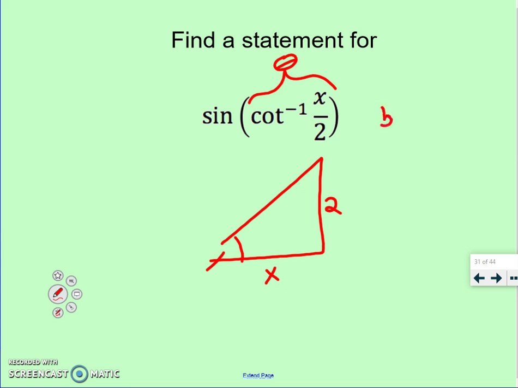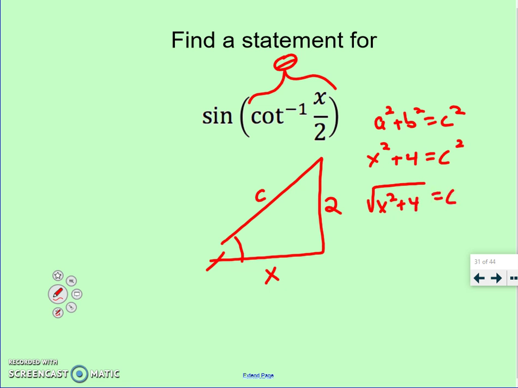So we say a squared plus b squared equals c squared. This is going to be our side c. We know that side a is x, so x squared plus b squared, and side b is 2. So 2 squared is 4, which is c squared. To get c by itself, we have the square root of x squared plus 4, and that equals c. So we can replace our side c with the square root of x squared plus 4.